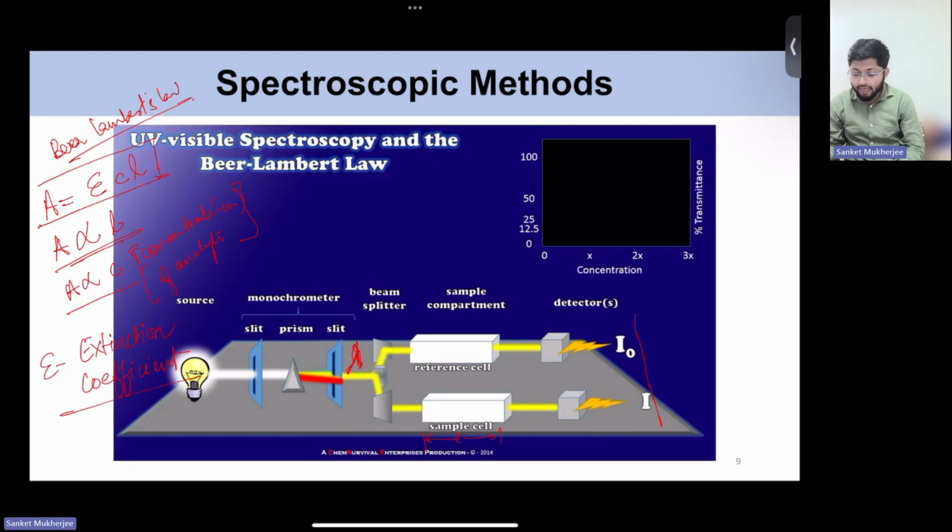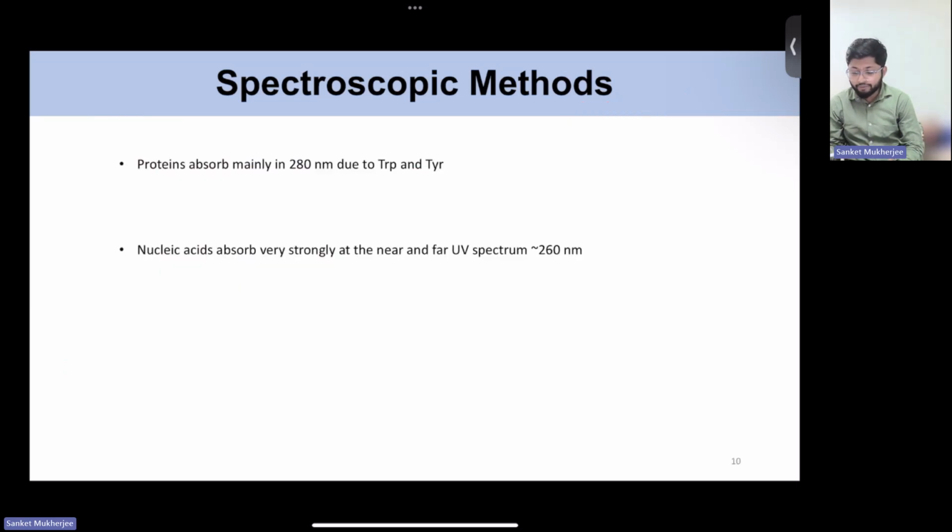So if we have a fixed length, so let's say when we use a cuvette, we have a fixed length. When that becomes fixed, we can actually find the concentration of samples using this very method. Now, in using spectroscopic method, the main absorbance of protein comes at around 280 nanometers, around 250 to 270 to be specific. And this absorbance is due to the tryptophan and tyrosine residues which are present in proteins. Whereas nucleic acids absorb strongly at around 260 nanometers. Again, there is also variation there.